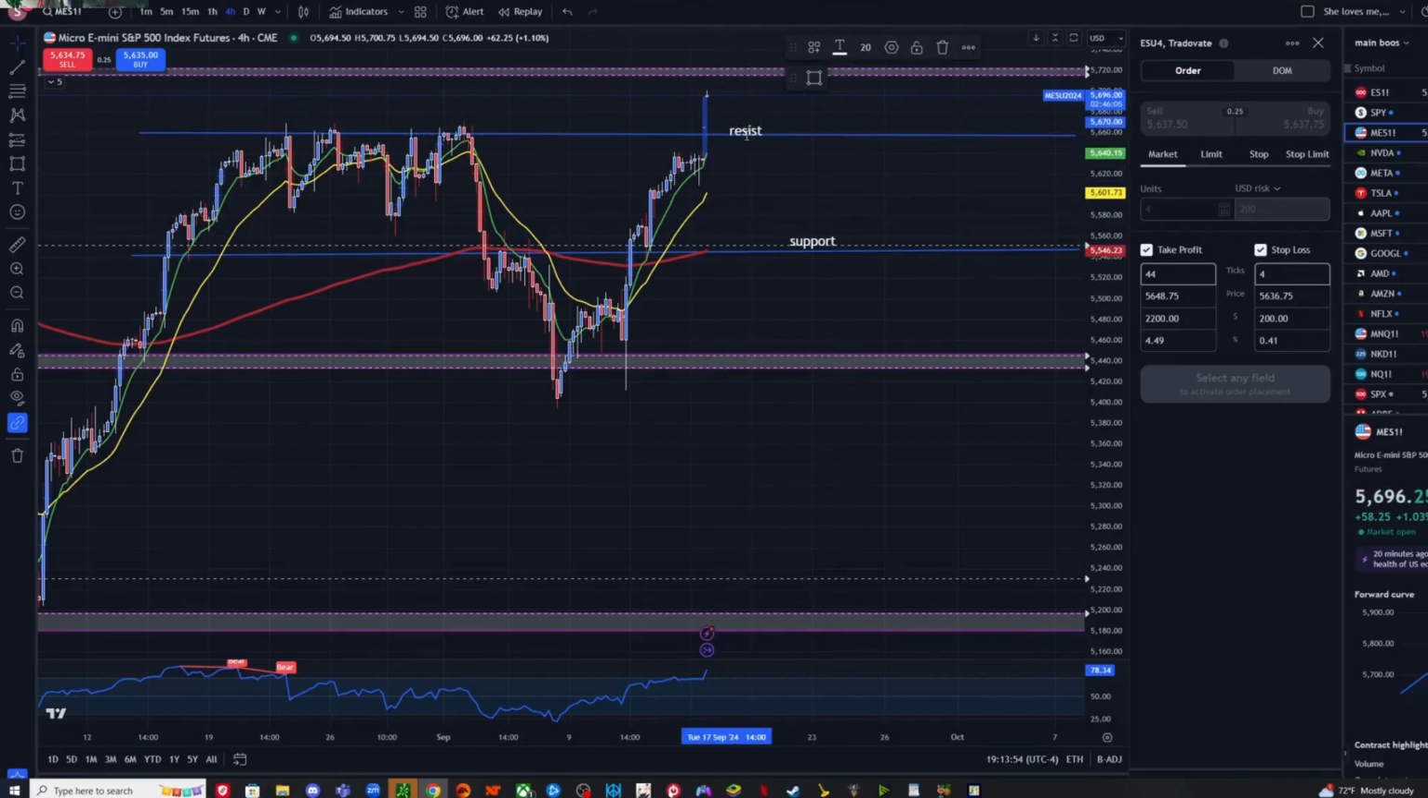All right, so now you have your resistance, your support, your demand zone 1, and your supply zone 1, where we're trying to work our way towards now. We're trying to break this resistance and get to the supply zone. We're trying to hold above this support. So this is the range that we're currently trading within.